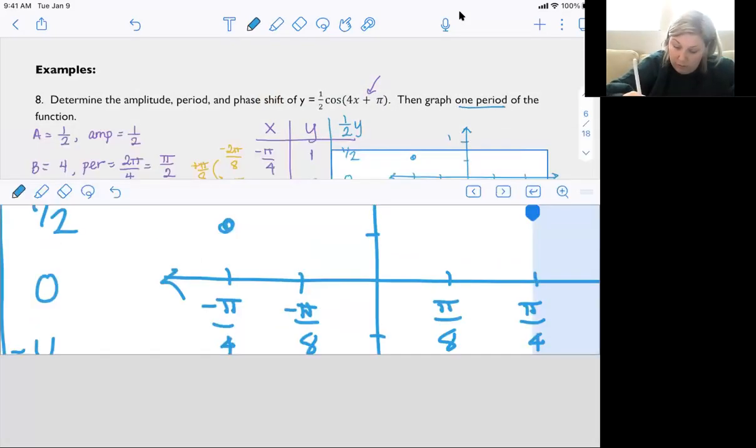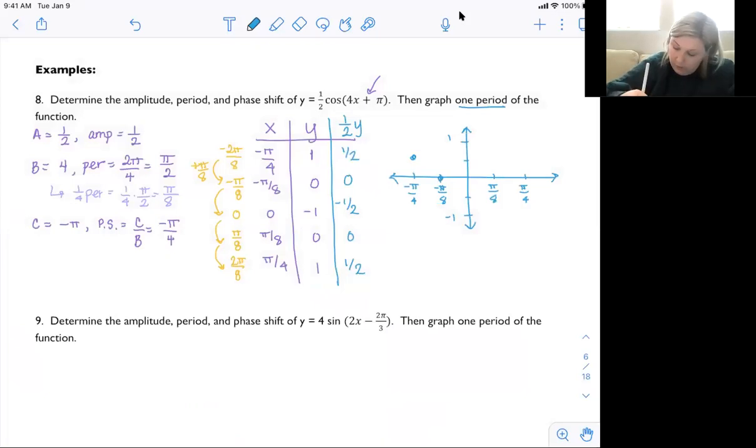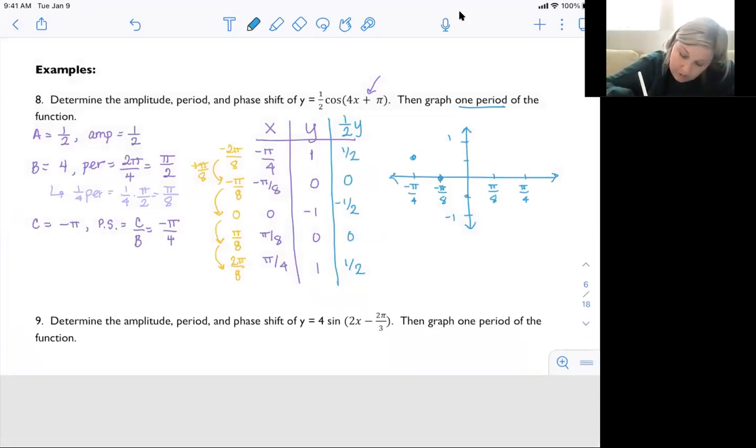Oh dear. There we go. Bring this up so that doesn't keep coming. 0 is at negative 1/2, then back to 0, then back to positive 1/2. So this graph looks like this. Remember to flatten out at the tops of your hills.